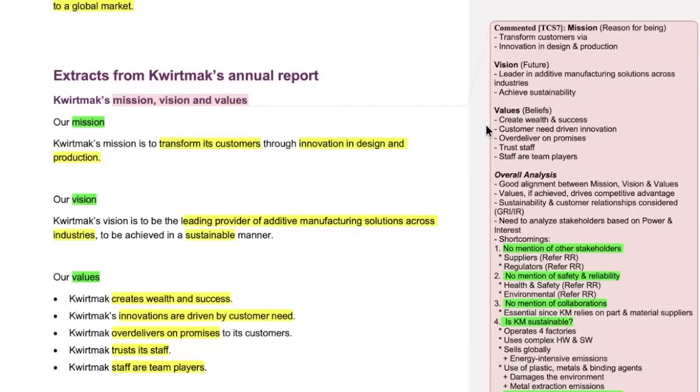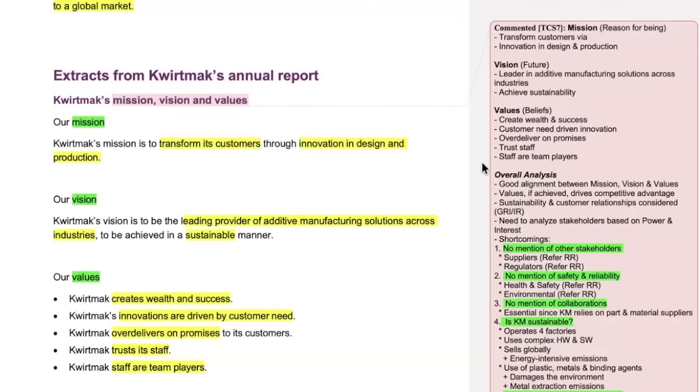And in terms of the final two values, these are focused on our human resources. We trust our staff members because as a 3D printer manufacturer, we have to rely on knowledge workers. We have to rely on design staff. So it's essential that we trust our staff members, because if we trust our staff members, it leads to a high level of morale and loyalty. And at the same time, we consider our staff to be team players. So this indicates the fact that we are hell-bent on ensuring a collaborative work environment, because this is where you need a team.